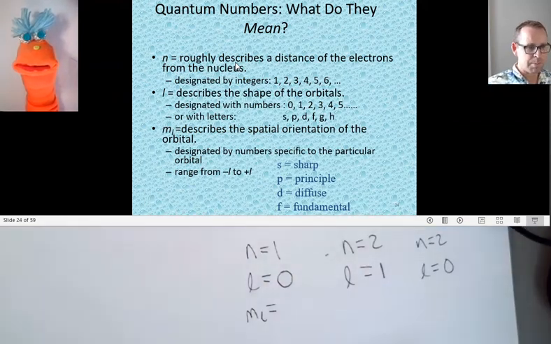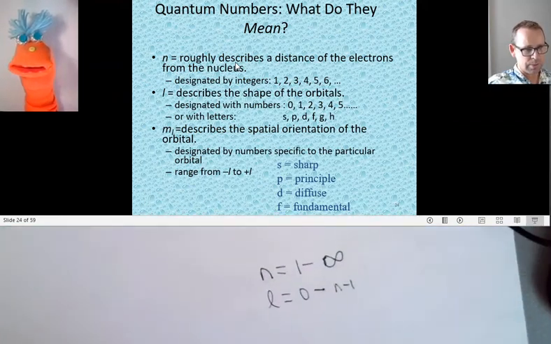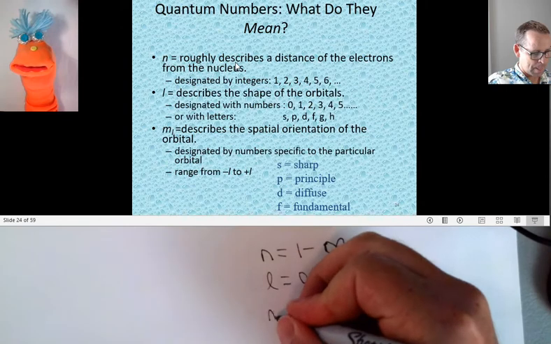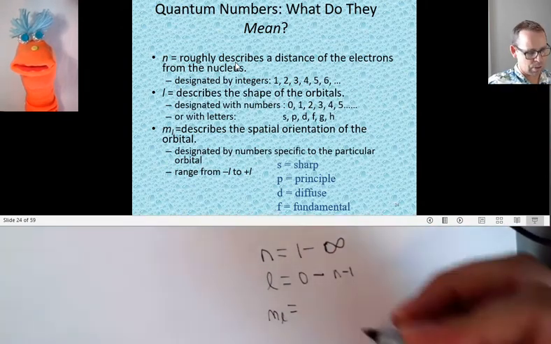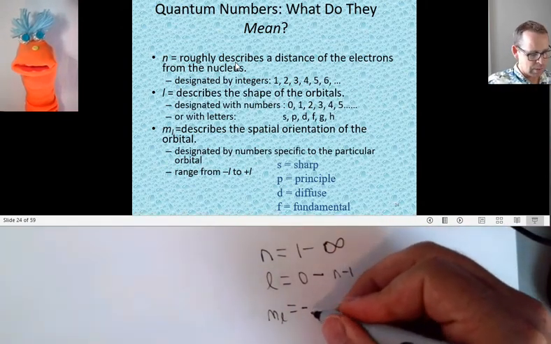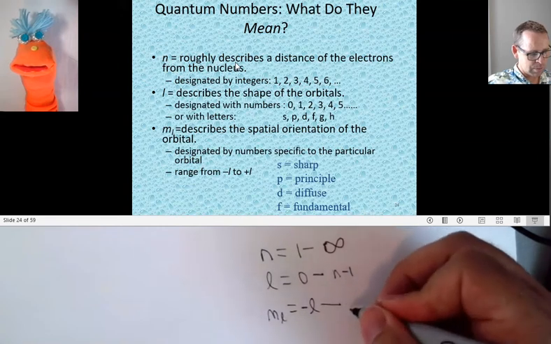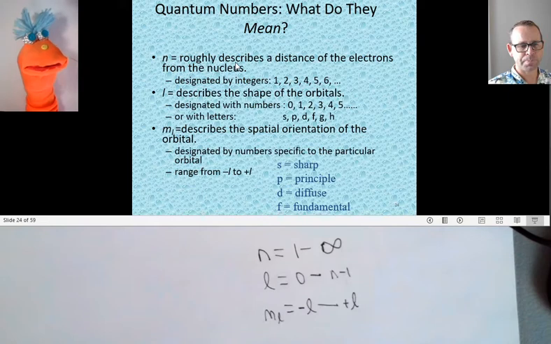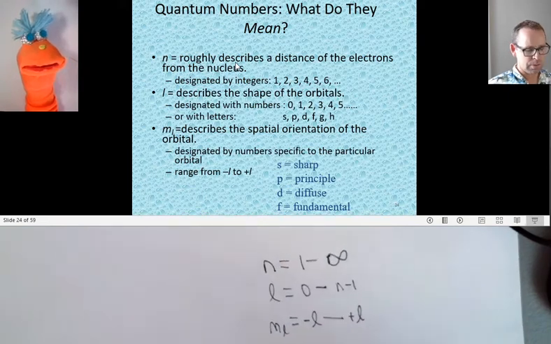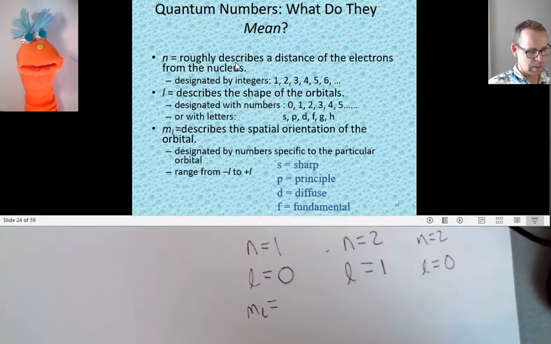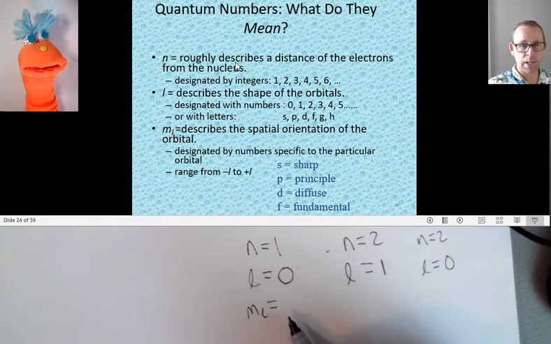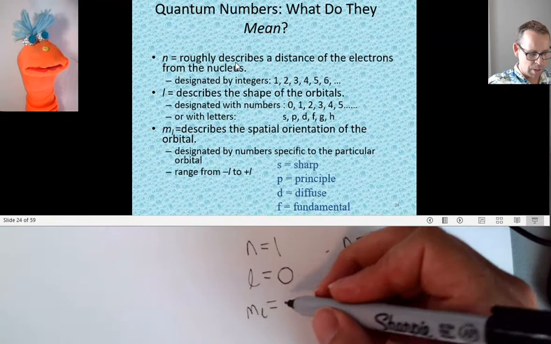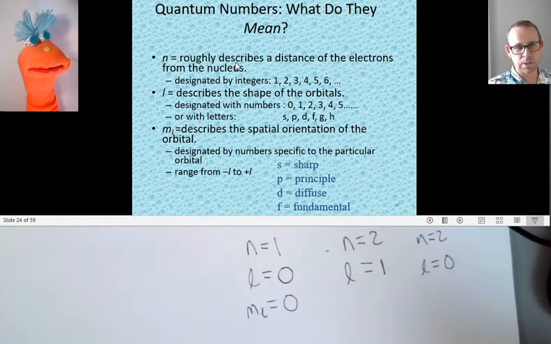m sub L equals... the possible m sub L values are negative L all the way up to positive L and all the integers in between. So, for example, if I have L equals 0, what can m sub L be? Negative 0 or positive 0? That's right, and that's still just 0.